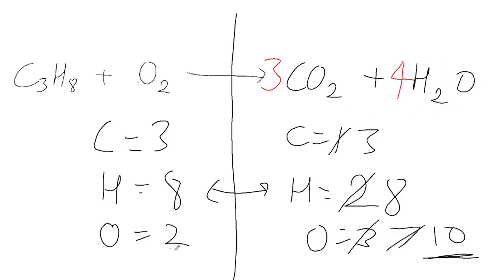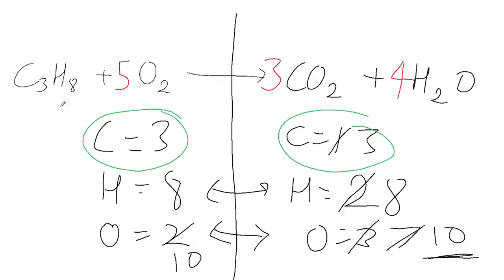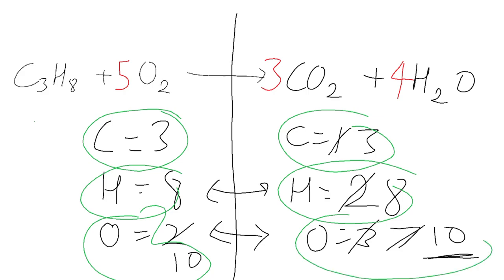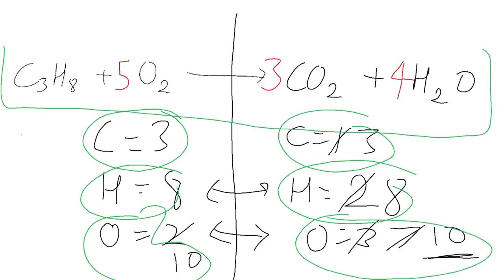Which is very neat, because how do we make these things balance? Well, we just need 5 in front of the oxygen, getting us up to 10. Now, as you can see, we've got all our numbers to balance perfectly. We've got 3 carbons on both sides, we've got 8 hydrogens, and we've got 10 oxygens. And that is how you balance this equation. I hope that makes sense.